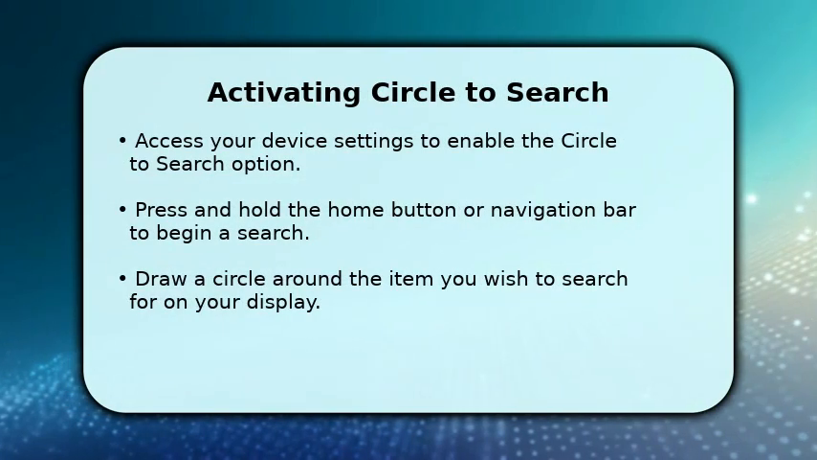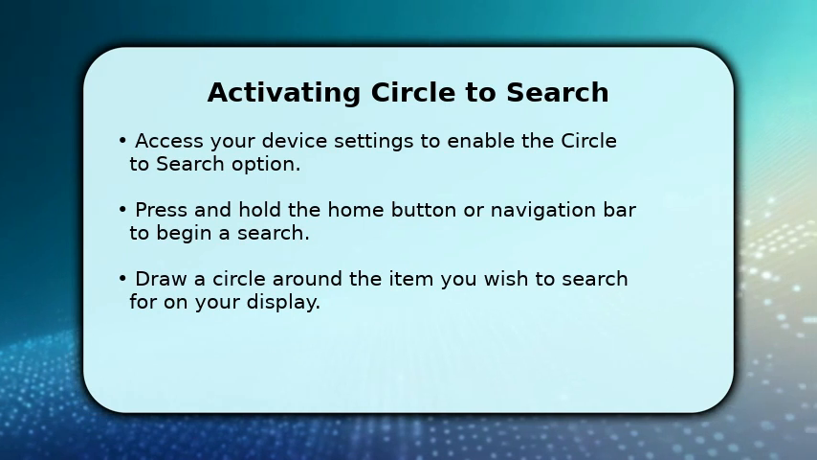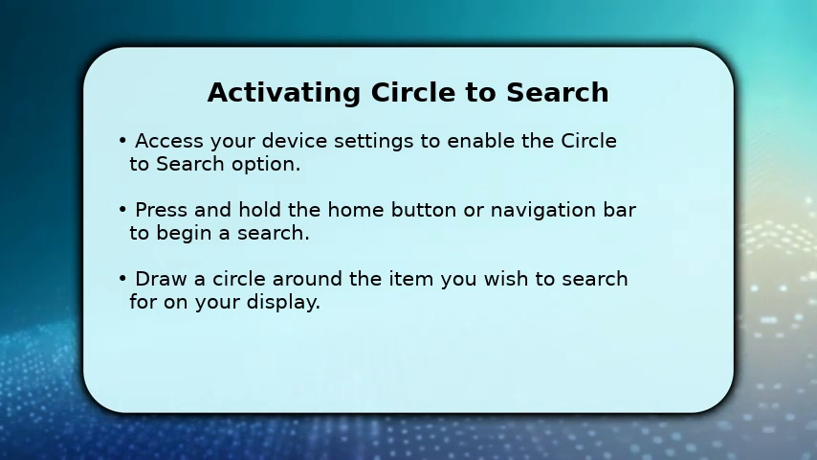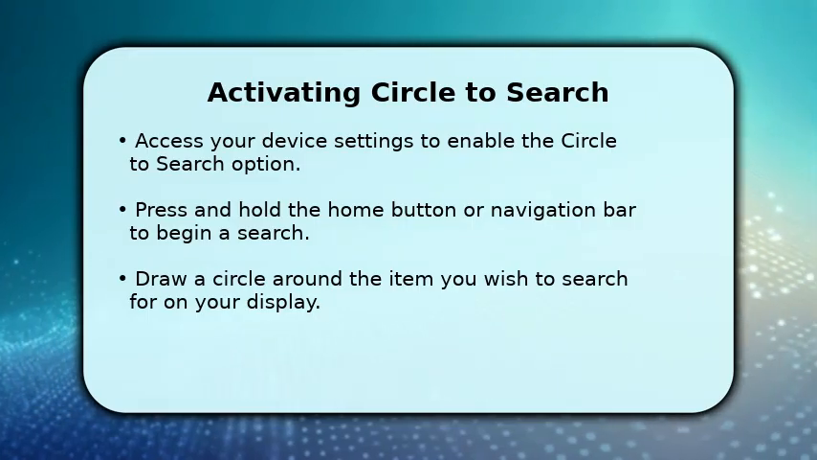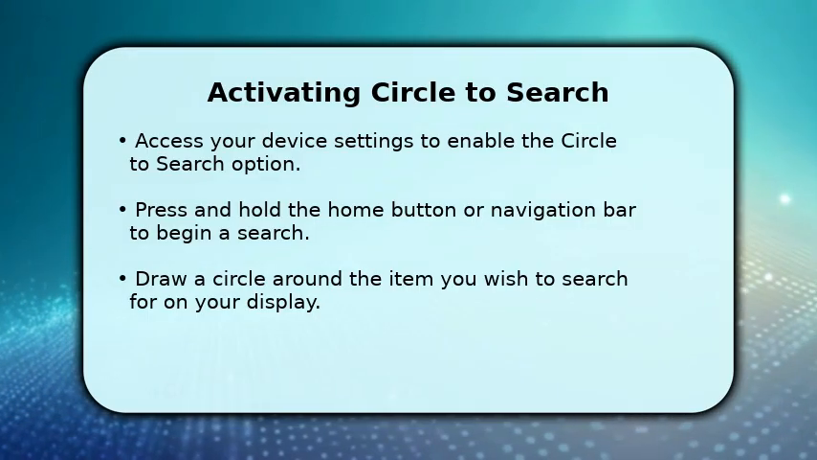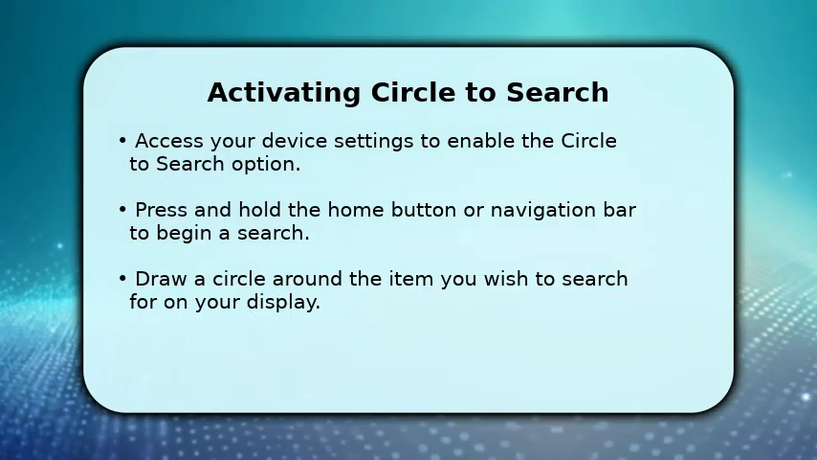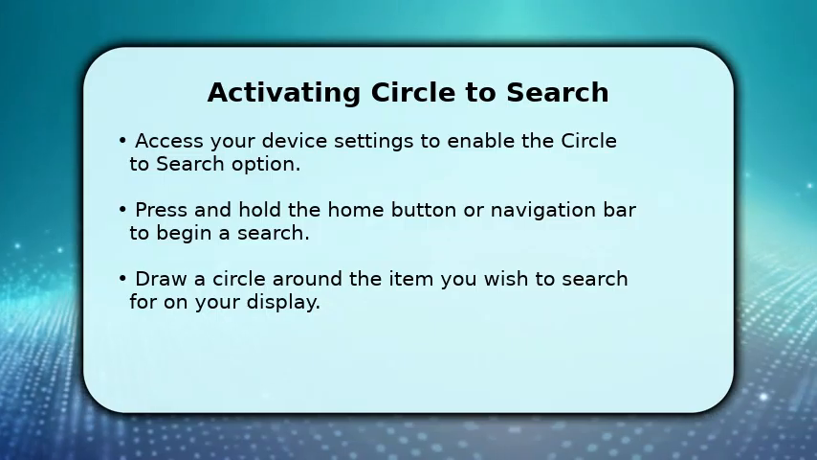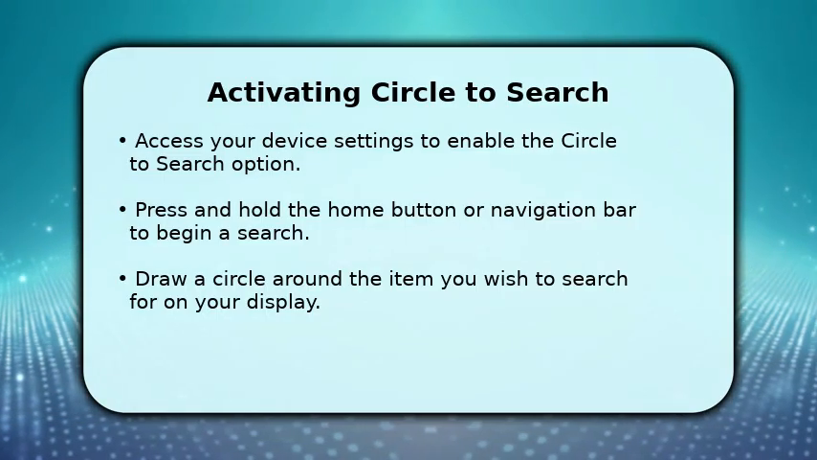To activate Circle to search, navigate to your device's settings menu. Look for the Display or Advanced Features section, then find and toggle on Circle to search. Once enabled, simply press and hold the Home button or the navigation bar at the bottom of your screen. A translucent overlay will appear, indicating the feature is ready for use.